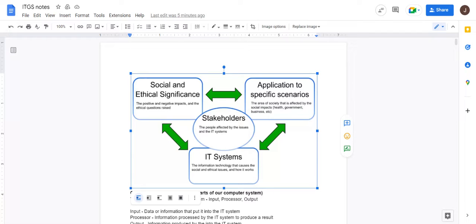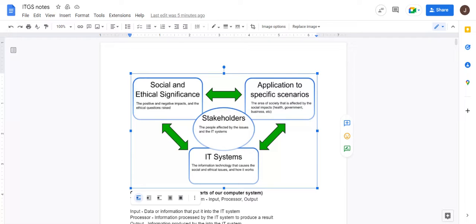And now the third one, which we call strand three, IT system. It is the information technology that causes the social and ethical concerns. It seems complex, but it's just the system, the devices or the IT system that is being used. So that's what IT system means. For example, in this case, I'm using a computer to make videos. Then the computer will be the IT system. This is called strand 3.